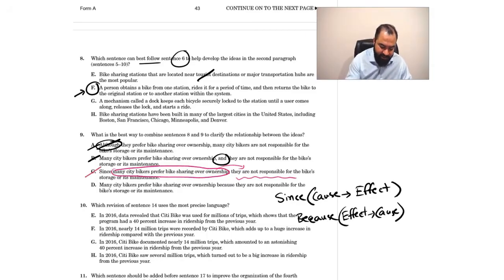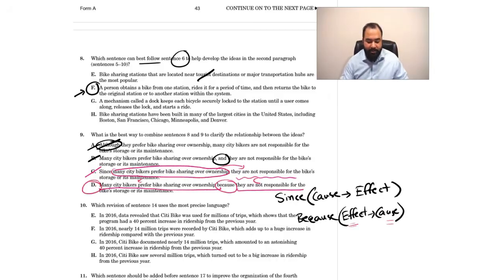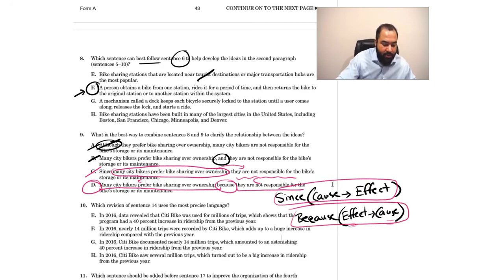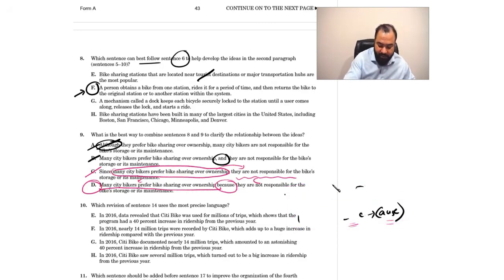So that's why C is not the answer. Look at D. Many city bikers prefer bike sharing program. Well, this is the effect, that they're preferring it. The reason is why? They are not responsible. When you use because, effect is first and then cause, which is right. So effect and cause. So D is the answer. Be careful about it. When you say since, first cause, then effect. When you say because, first effect, then cause. Alright? The effect of the question. Alright, now here.